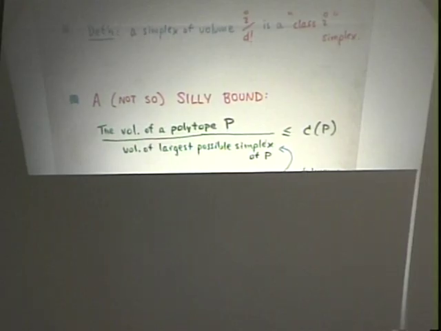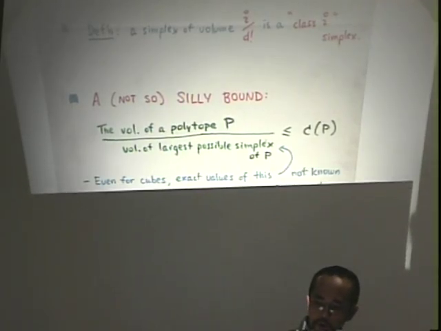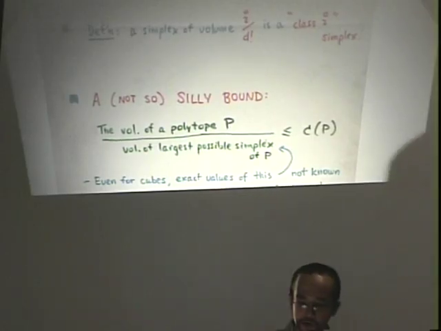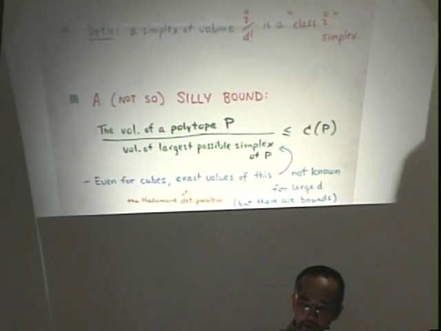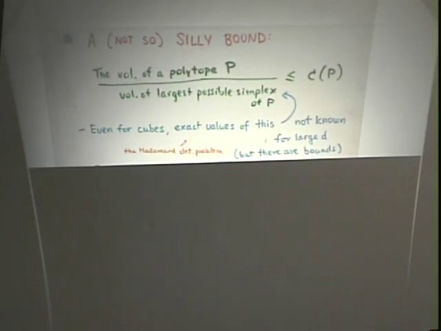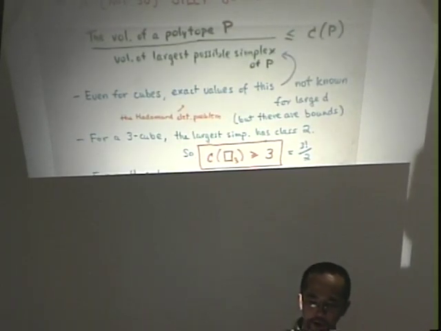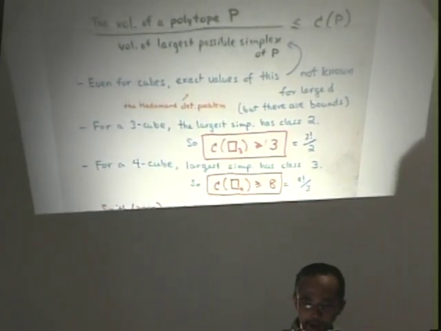A lower bound for the covering number is, well, you could take the volume of the polytope and divide by the volume of the largest possible simplex in it. That should make sense to us, because the average volume is going to be smaller than the largest volume. The problem with this for cubes is that exact values of the largest possible simplex are not known. This is referred to as the Hadamard determinant problem. There's a lot of literature on that, and the largest simplex in dimension 3 is why we call that the Hadamard simplex. So for the 3 cube, it doesn't give such good bounds. And for the 4 cube, it doesn't give such good bounds.